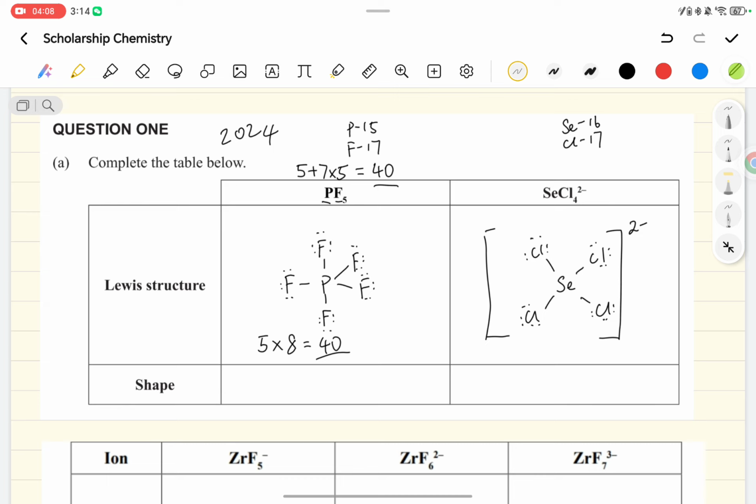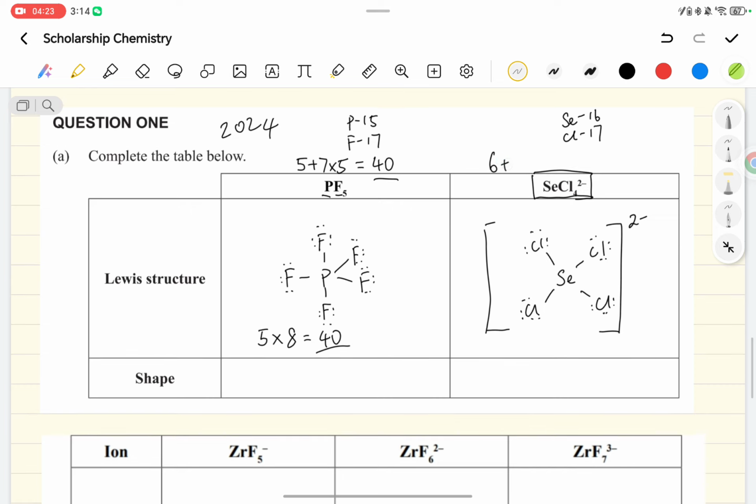Same as before, we look at the number of valence electrons that this structure, SeCl4 2-, should have. So Se is in group 16, so it has 6 valence electrons, and there are 4 chlorines, and each has 7 valence electrons. But this is not it, because we have to add on 2 more due to the 2- charge. So therefore we have 6 plus 28 plus 2, which is 36 valence electrons.